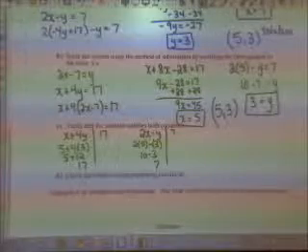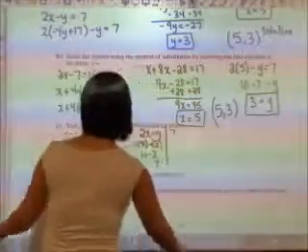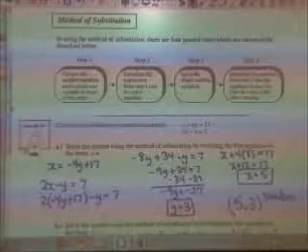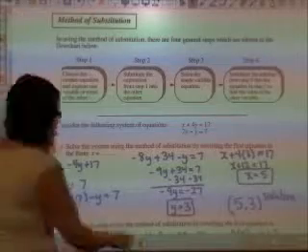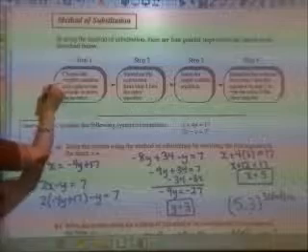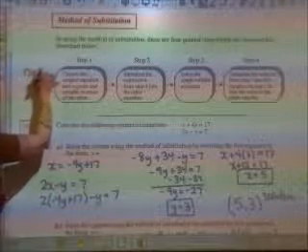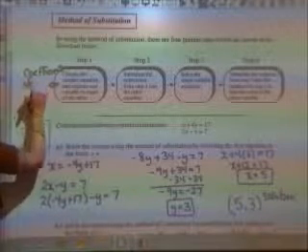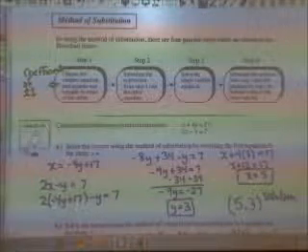So now if we go back and we look at this flow chart, choose the simpler equation and express one variable in terms of the other. When they say choose the simpler equation, what they mean is we're looking for a coefficient, that's the number in front of the variable, of 1, a positive or a negative 1.